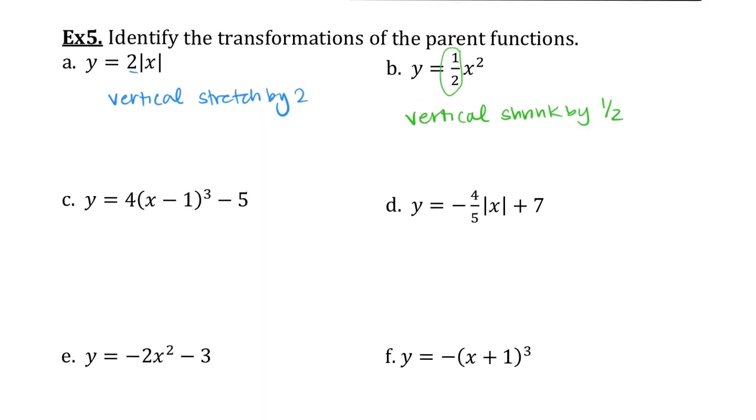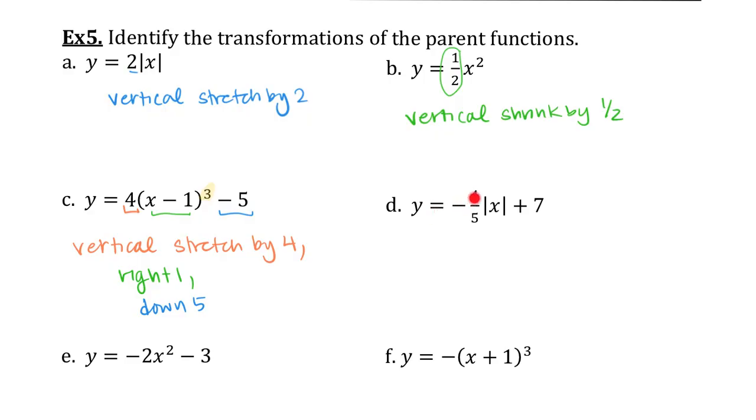Okay, what's going on with C? A lot of stuff is going on with C. What's the parent function? It's cubic. The cubic is just the parent. We are going to start with the stretch or the reflection, the multiplication first, because that's the order of operations. So it's getting times by 4. What does that mean? Vertical stretch by 4. Okay, what else is happening? Right 1. Anything else? Yep, down 5. And do the stretch or the reflections first.